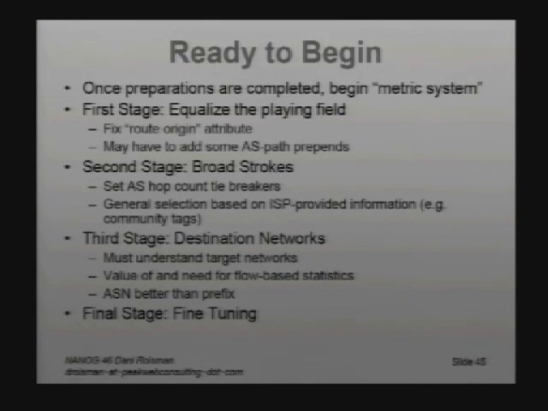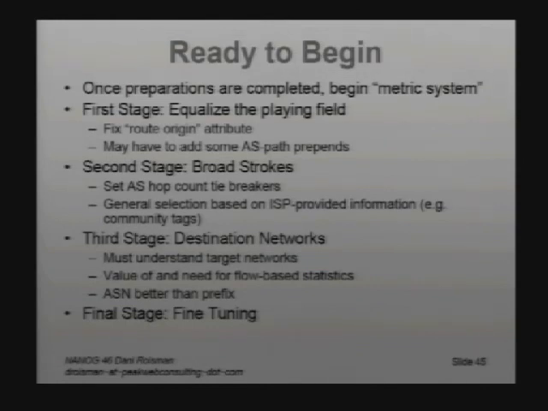First stage, we're going to fix the route origin attribute, as we discussed. We may have to add some prepends. I'll talk about that in a moment. The second stage, we're going to set some broad strokes. We're going to set some tiebreakers for AS hop ties. Like I showed you before, you may have 3 possible routes and 3 AS hops to that destination prefix. We're going to have to set who wins that tie.